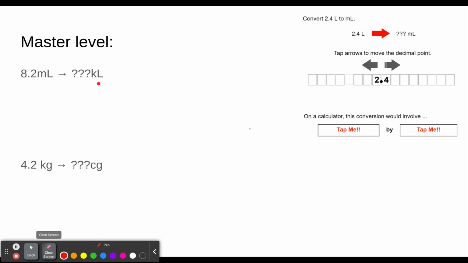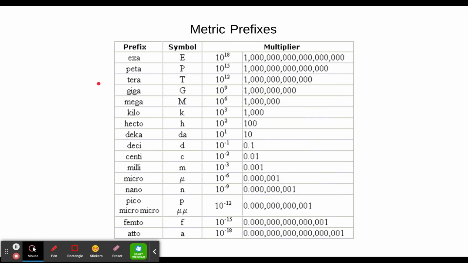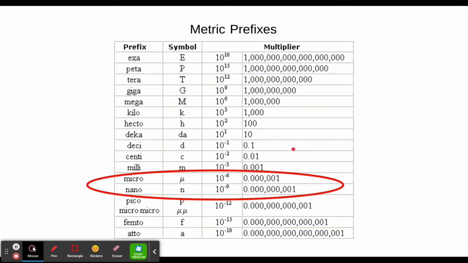All right, let's move on to our final level. So back to the prefixes. Now we are going to add 2 prefixes. We're going to add micro and nano. So you'll see micro and nano.